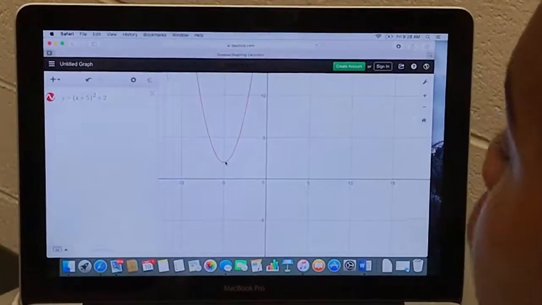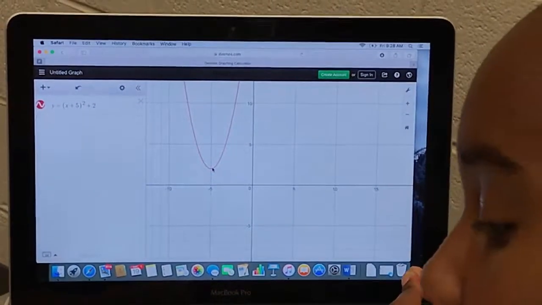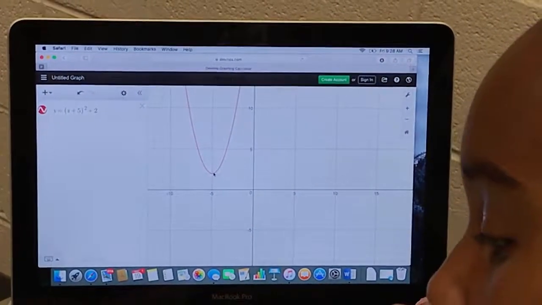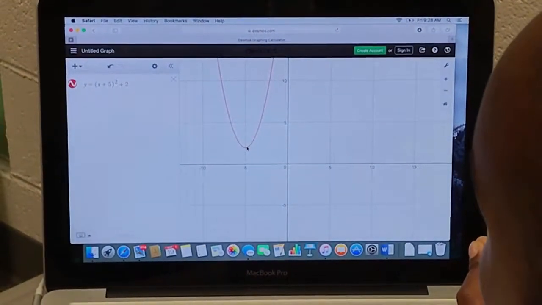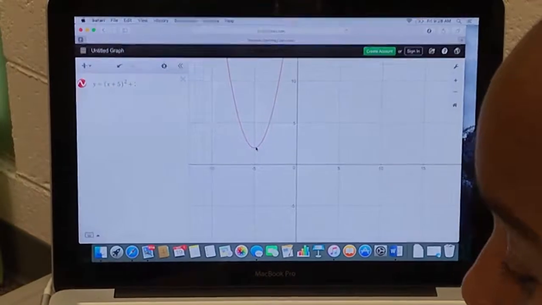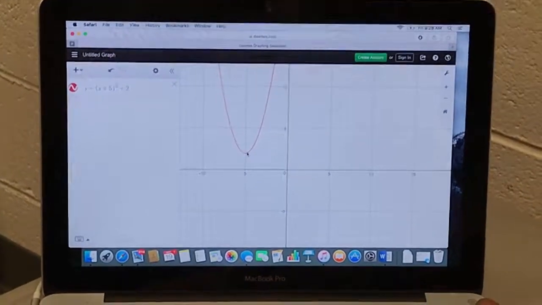There's no reflection on the equation. If there was a reflection, there'd be a negative sign before the parentheses, and that would make the graph point downwards and then the vertex would be the maximum, so the graph would go down to negative infinity.